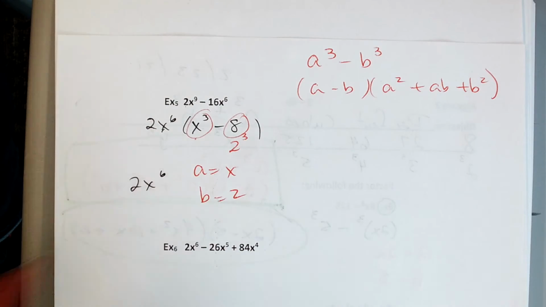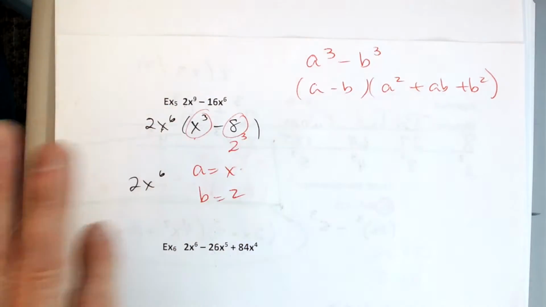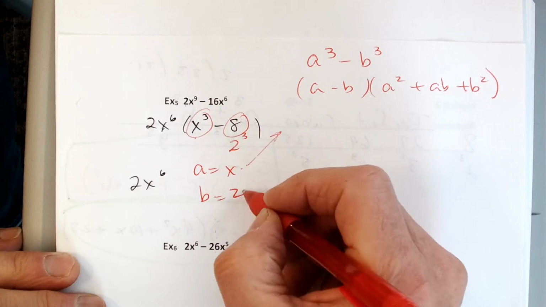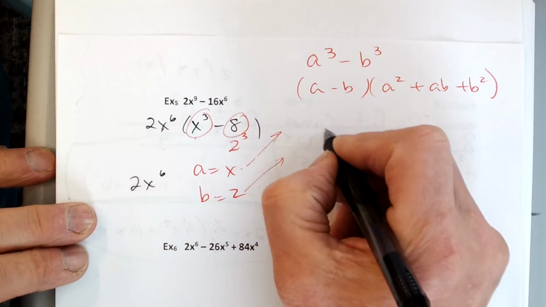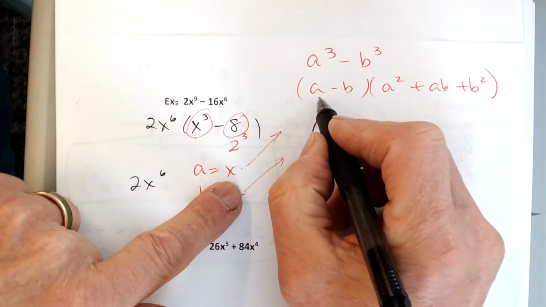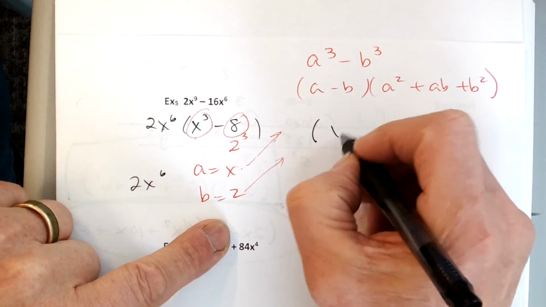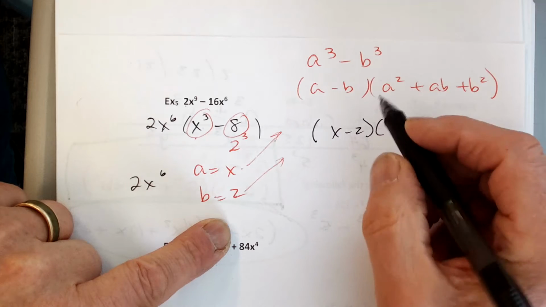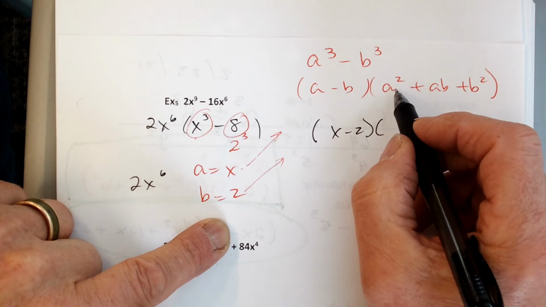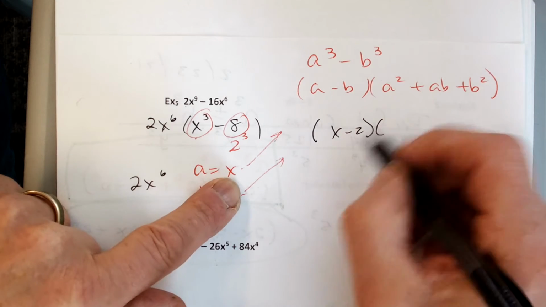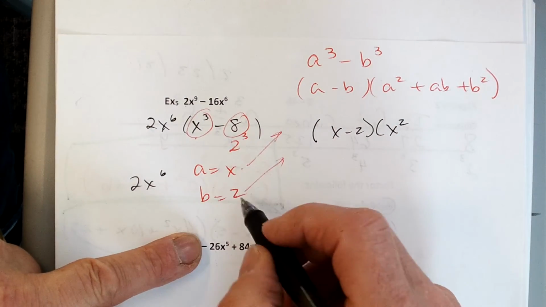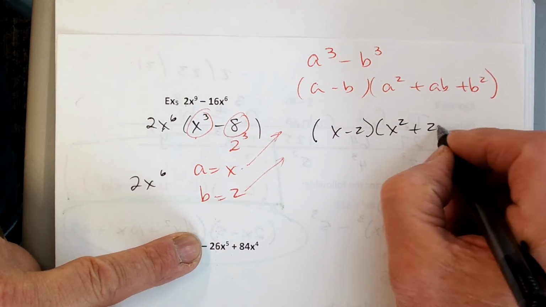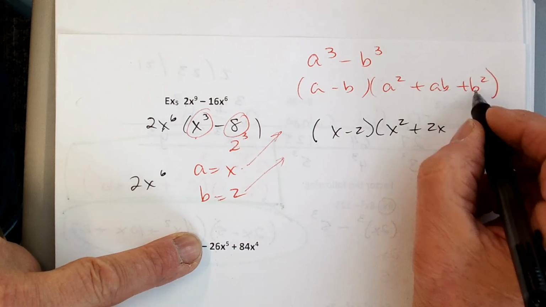I'm going to take my x's and plug my x's in for a. My b's will be 2. So I'm going to rewrite this as a minus b, x minus 2, times a squared. Well, a squared is going to be my x squared, plus ab. Well, ab is plus 2x, plus b squared is 4.